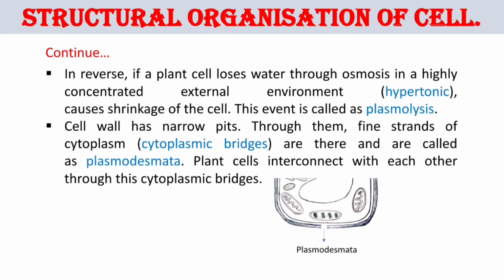But in reverse, in a hypertonic condition, which means a highly concentrated external environment, the plant cell can lose water through osmosis, which causes shrinkage of the cell, and this is called plasmolysis. The cell wall also has narrow pits or holes. Through them pass fine strands of cytoplasm, called cytoplasmic bridges or plasmodesmata. Plant cells interconnect with each other through these cytoplasmic bridges.